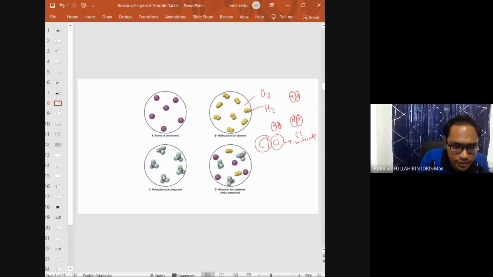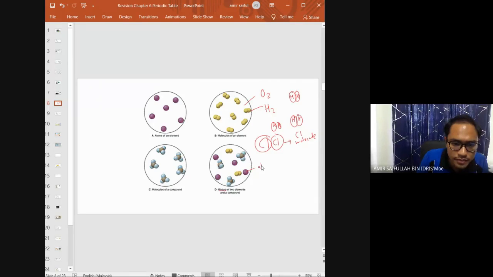Yang ni is a molecule of compound. Why compound? Because it has two types combining together, right? So all the particles here are actually molecules of compound. Yang ni mixture of two elements. We have element.